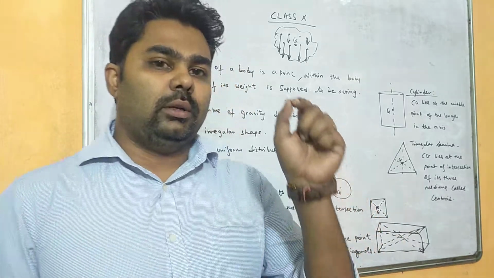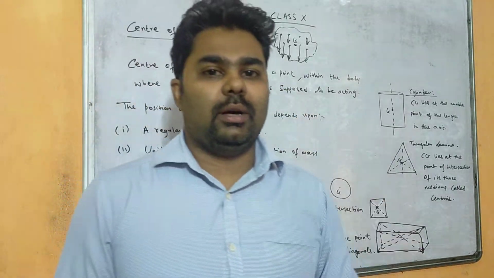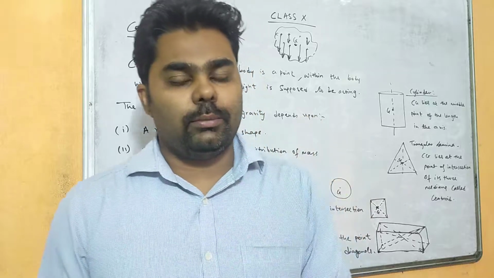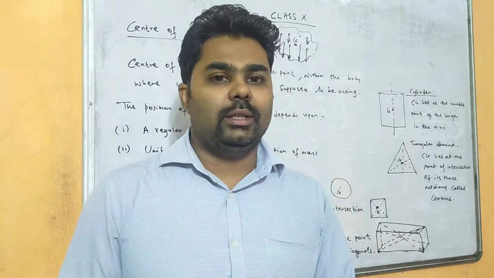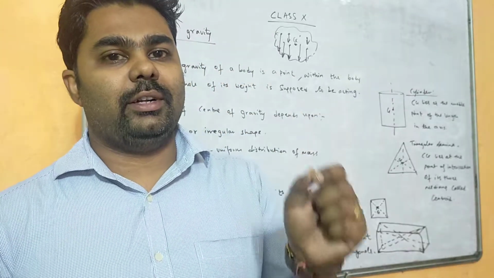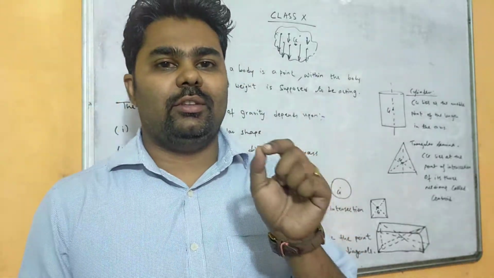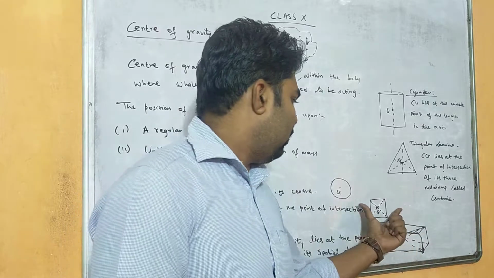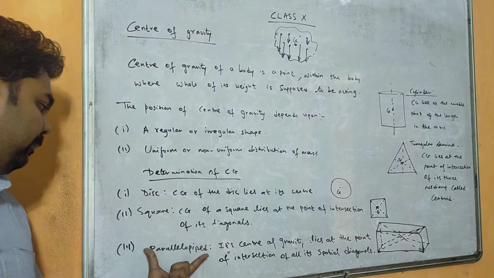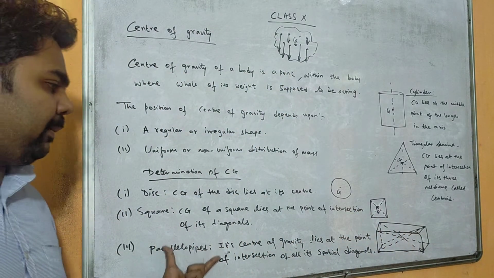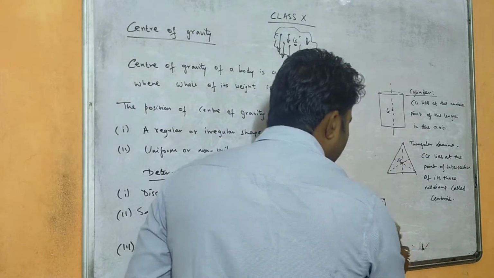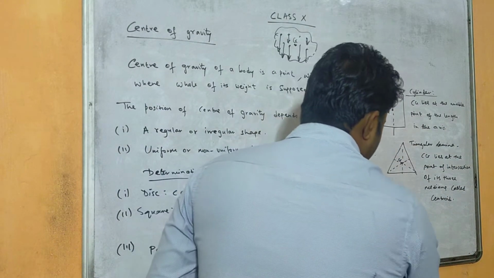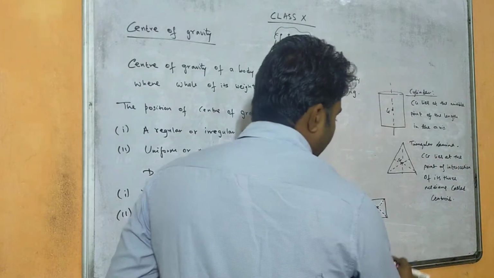Now you see, center of gravity and center of mass. If it is a uniform shape, that means the shape is fixed, a uniform body, then center of gravity and center of mass lie at the geometrical center, right? Next, parallelopiped. When I say parallelopiped, let us consider here, I will redraw this diagram once more.